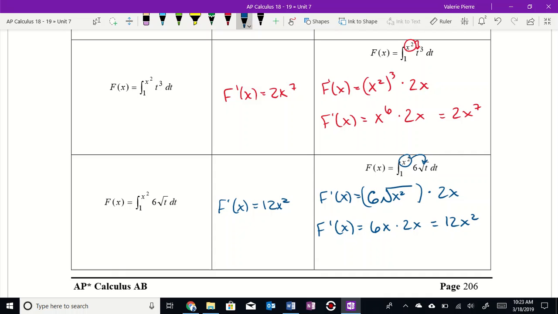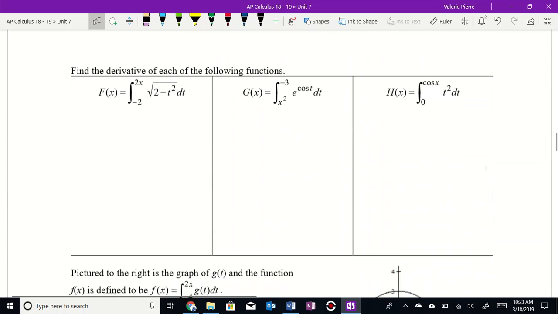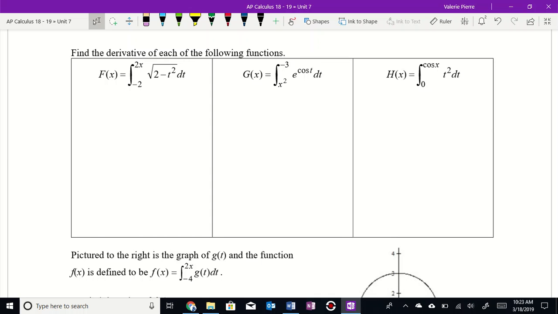Okay, so we're going to do a couple of these problems on your own. I'm actually just going to do one of them at the top here. I'm going to do g of x, and you're going to be responsible for f of x and h of x using the second fundamental theorem of calculus.